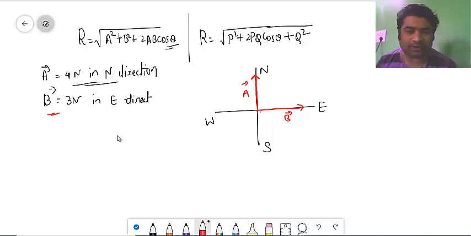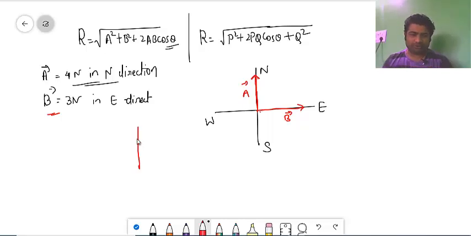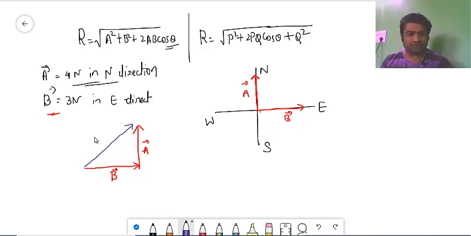Now we have to add them. As we have seen in the statement, A and B should be in the same order. So I will keep A in this direction and B in this direction. Now I can see that both are in the same order. We have learned in class how to put them in the same order. Now how will you draw the resultant? The resultant will be this one, in the opposite order. This is my resultant.